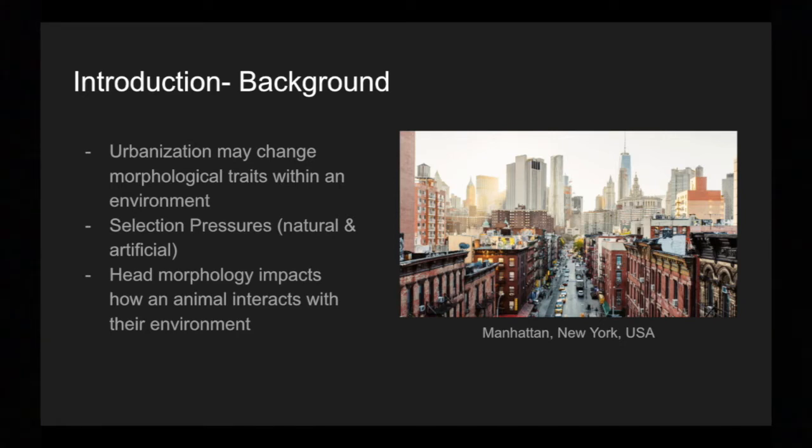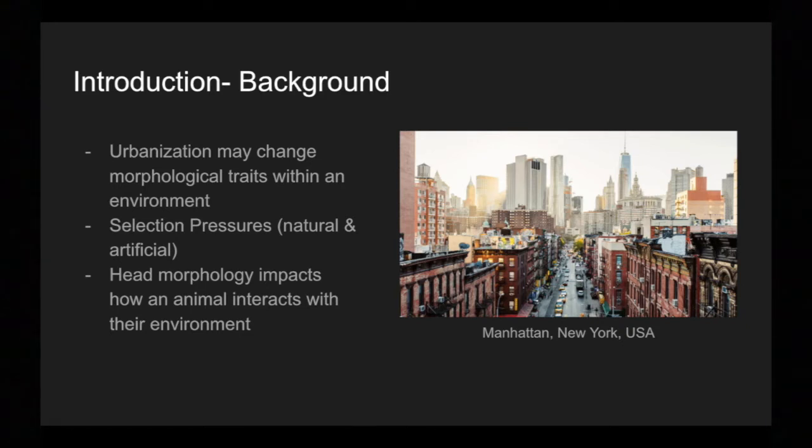So the interest stems from how urbanization may change morphological traits within an environment. Morphological traits are outward appearance traits, and they could change from form and structure changes. These changes are a result of selection pressures, and these selection pressures could be natural and artificial.